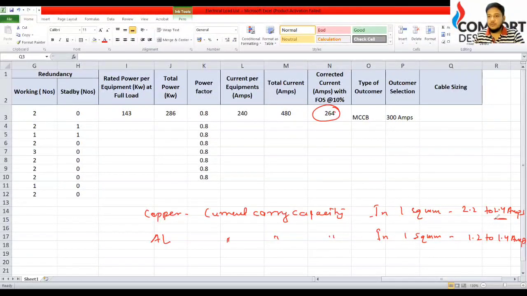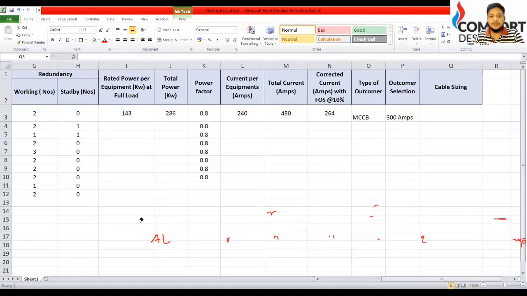If we divide it by 2.4, we can get the cross-sectional area of the cable. And core, for three phase it is 3.5 core or 4 core, and for single phase we have 1 core or 2 core. We'll be discussing this in detail once we discuss the basics of electrical. As of now I've just explained in a short way how we can determine it.